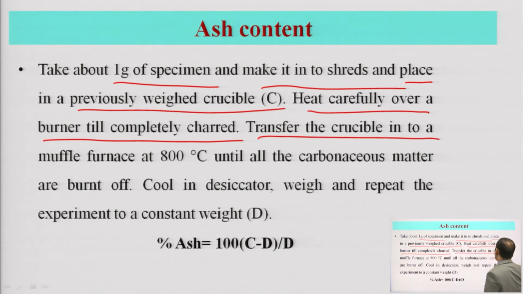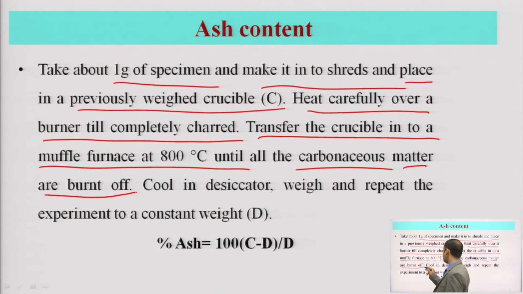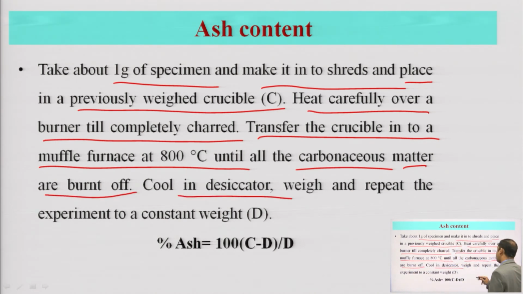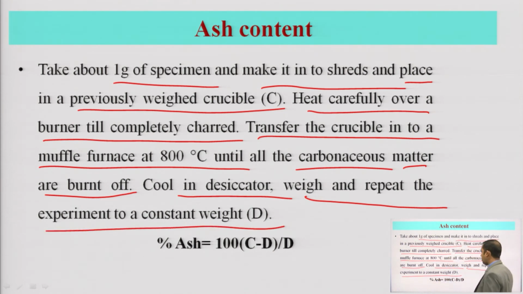Then transfer the crucible into a muffle furnace at 800 degrees centigrade until the carbonaceous matter is completely burnt off. Cool in a desiccator, then check the weight and repeat until the weight is constant, and later you will get the ash content. It is a very simple process. Basically, you are going to identify how much ash content is present.